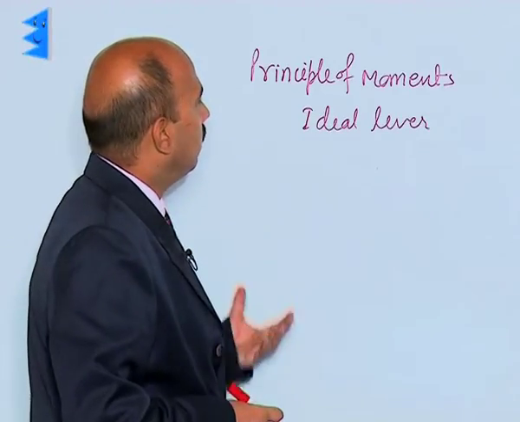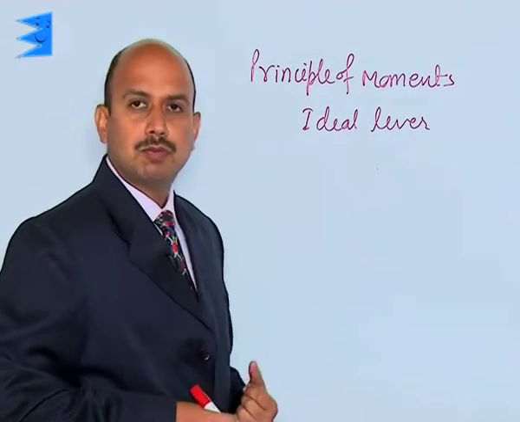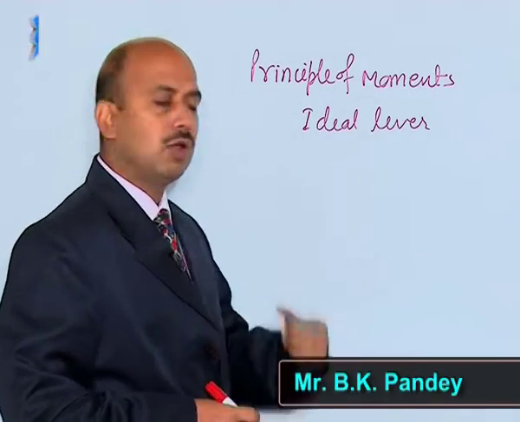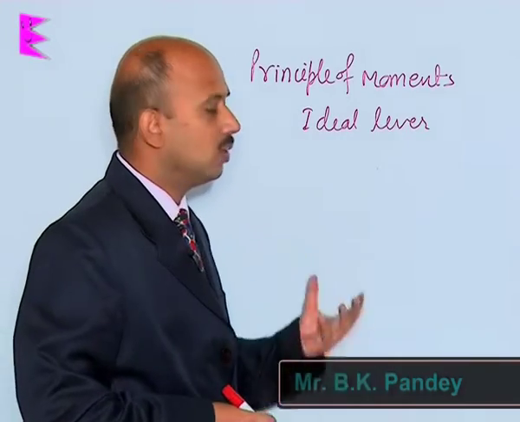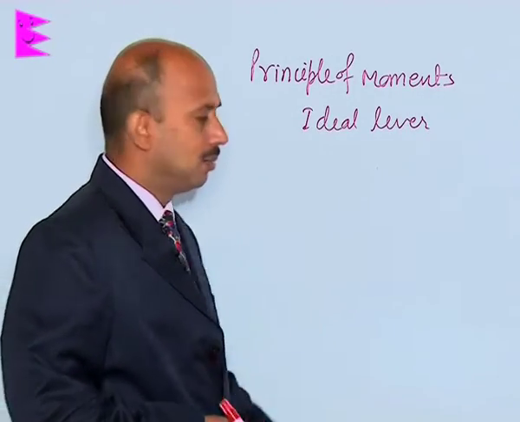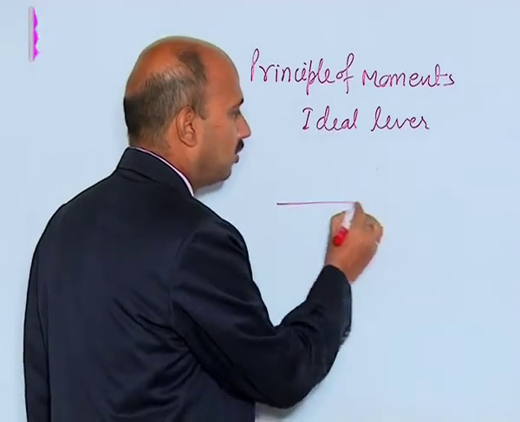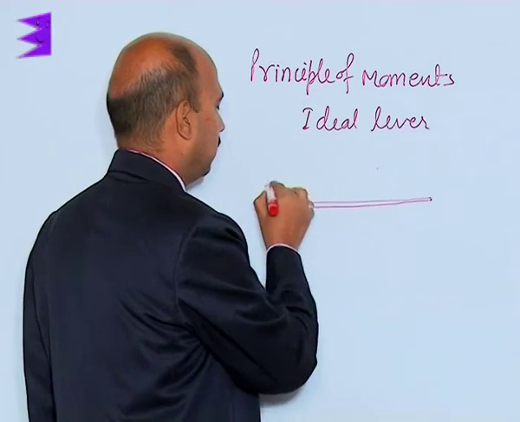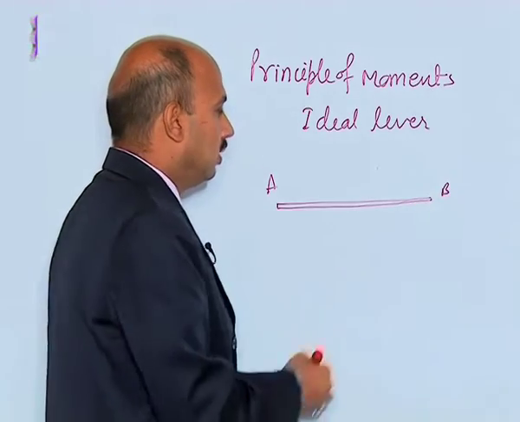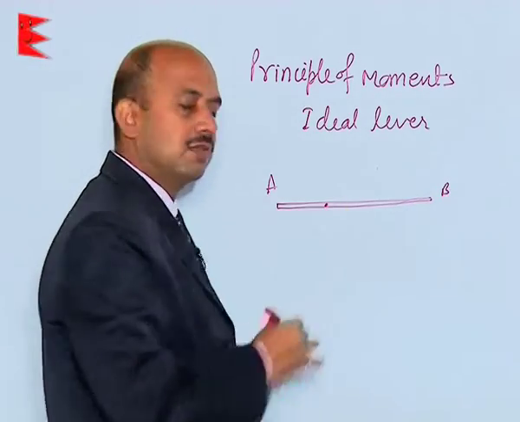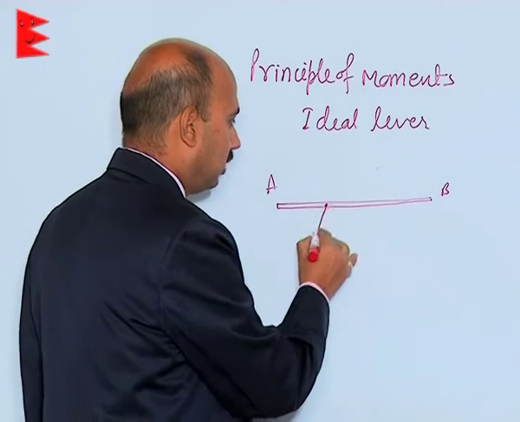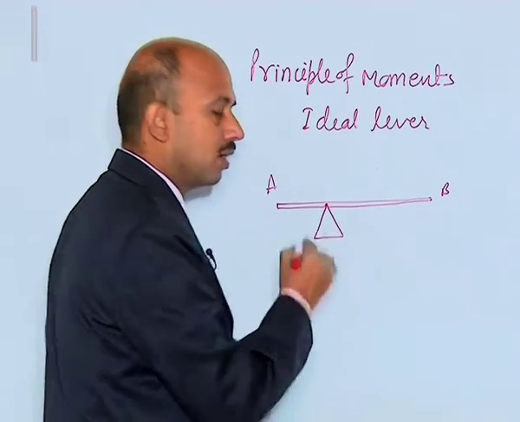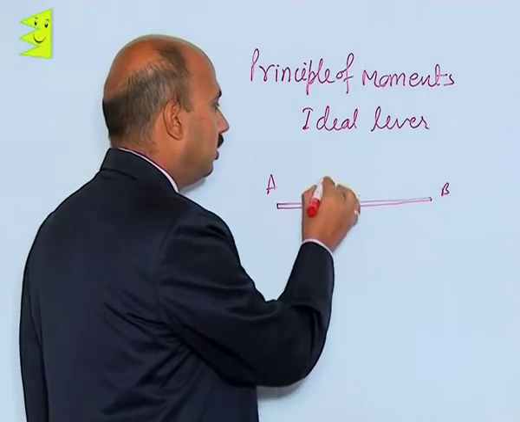Now we will discuss the principle of moments, taking the example of an ideal lever, which is actually a light rod having negligible mass. Suppose we have taken rod AB, with ends A and B, pivoted or fixed at this point, and this point is referred to as the fulcrum.